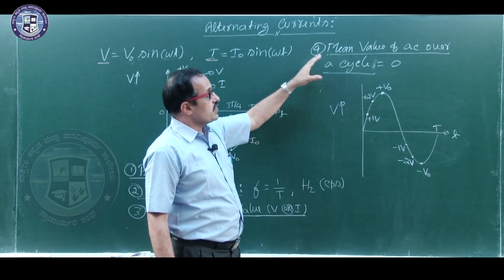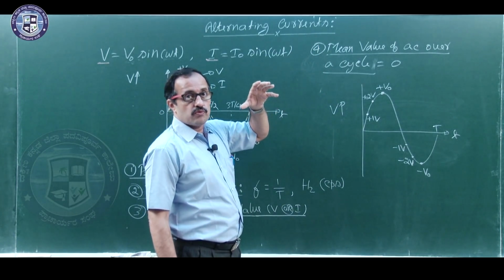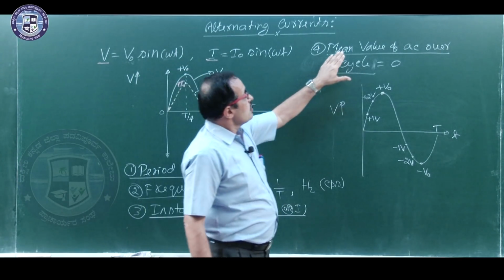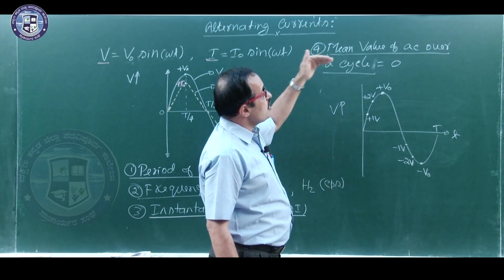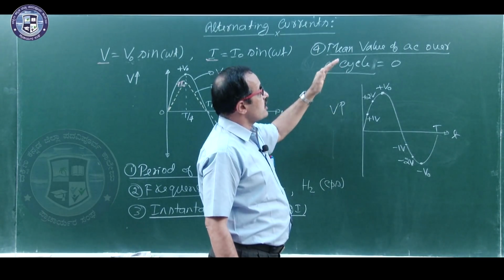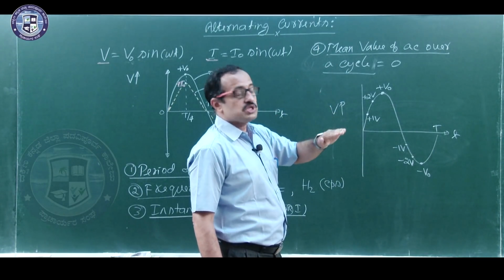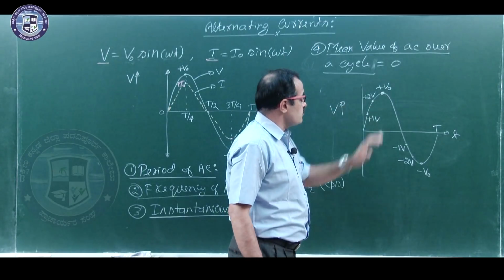Be careful, you have to read the question twice. Why? I will tell later. What is the question? What is the mean value of AC over the complete cycle, or over the full cycle? Then only you write the answer as 0.